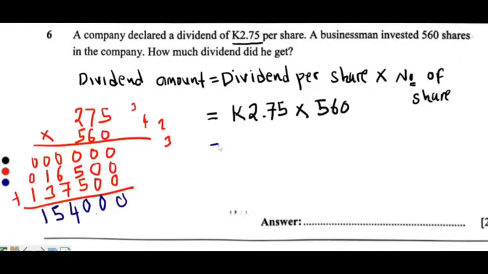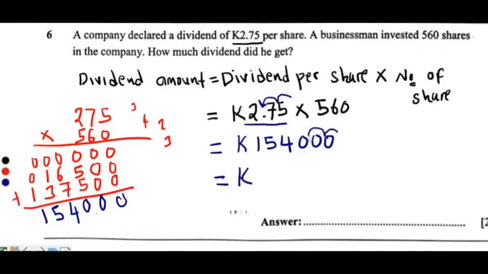So this is what you are going to have. You are going to have 1, 5, 4, 0, 0, 0. Now our final answer, remember these are the decimal points, so even on this one we should put a decimal point. It's having 2 decimal places. Even here we'll move 1, 2, so this is where the decimal point is going to be.